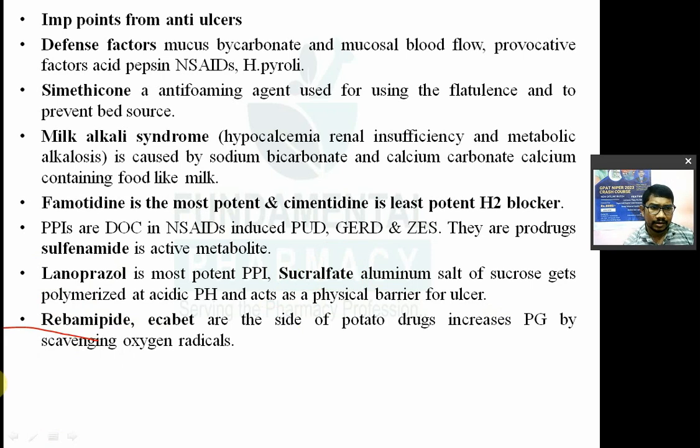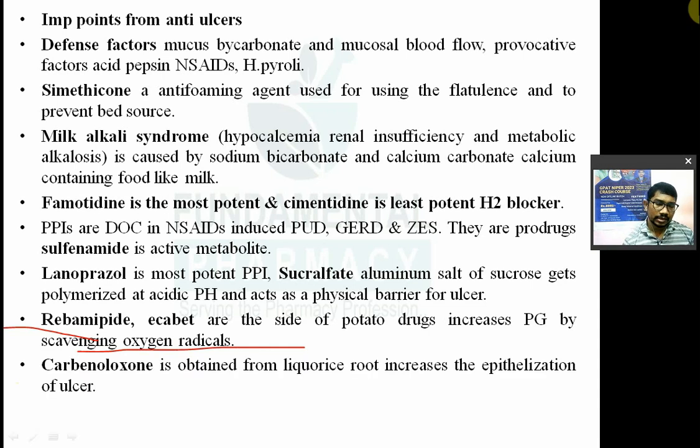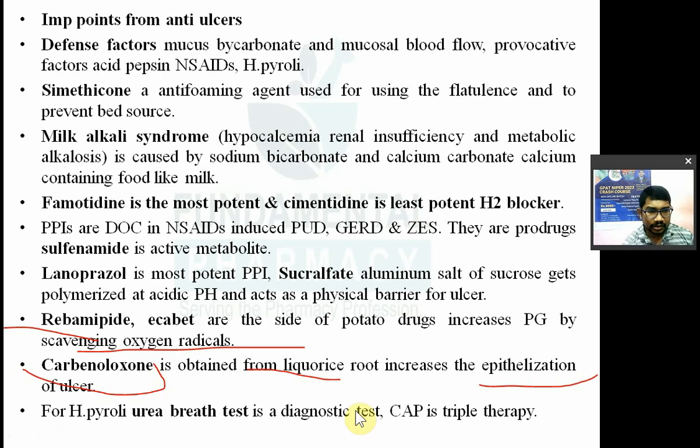These are prodrugs and they increase the prostaglandin secretion, and they can scavenge oxygen radicals. Oxygen radical jo hota hai, free radicals, they also damage the GIT. Carbenoxolone is a drug obtained from licorice and which increases the epithelialization of ulcer. Carbenoxolone, ye drug hai, licorice se aaya hai, wahan se usko isolate kiya. It increases the epithelialization of your ulcer. Ulcer ko jyada epithelial layer kara dega.